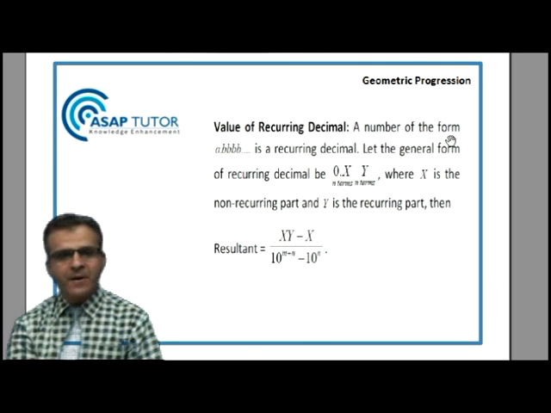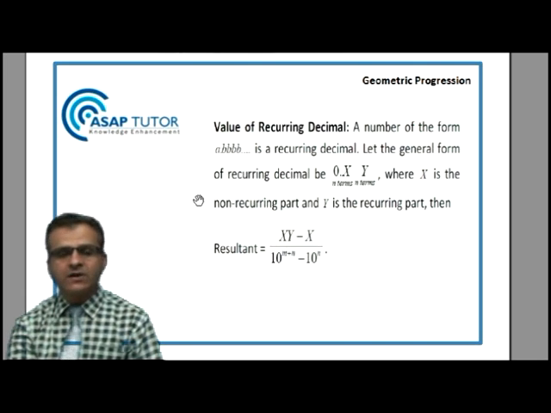If we have a number of the form A point B, B, B, etc. For example, if we have the number 1.3333, a recurring decimal where A is equal to 1 and B is equal to 3, then the general form of the recurring decimal, we can write it as 0.xy, where x is occurring m times, y is occurring n times.